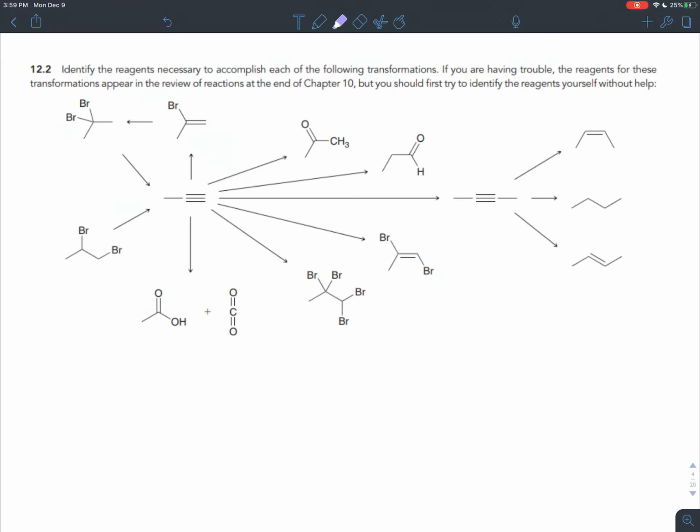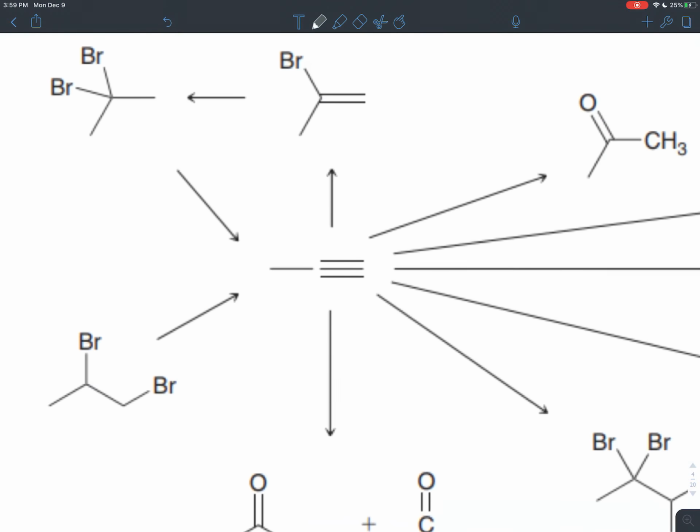You'll notice that there are two. Both of the ways to make the alkyne start out with dihaloalkanes. You have two halogens on each of these starting molecules. In other words, you have two leaving groups. With two leaving groups, you can do two elimination reactions. And each elimination reaction creates a pi bond. So what we can do here is use a strong base.